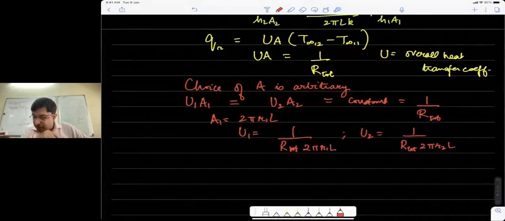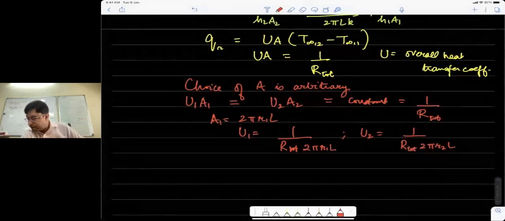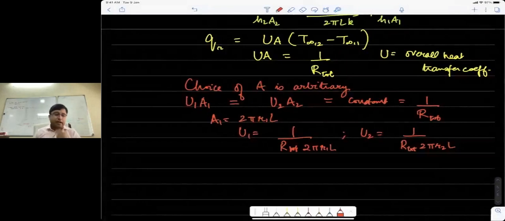Yes, sir. I got that. I missed the point that UA is collectively 1 by R total. Yes, UA was collectively one quantity, so you cannot change one. I mean, you can change them, but it would not make any difference.